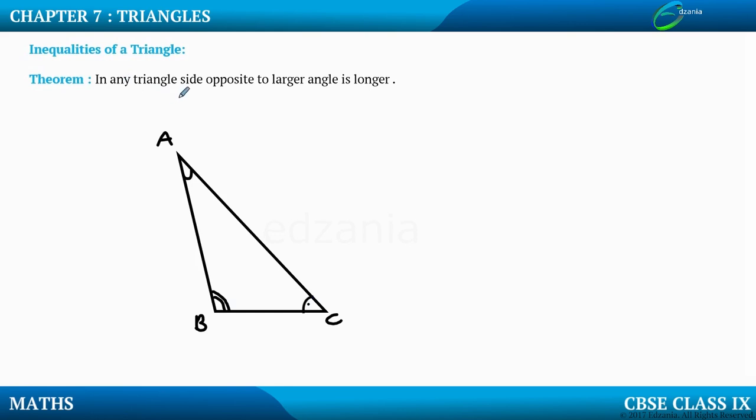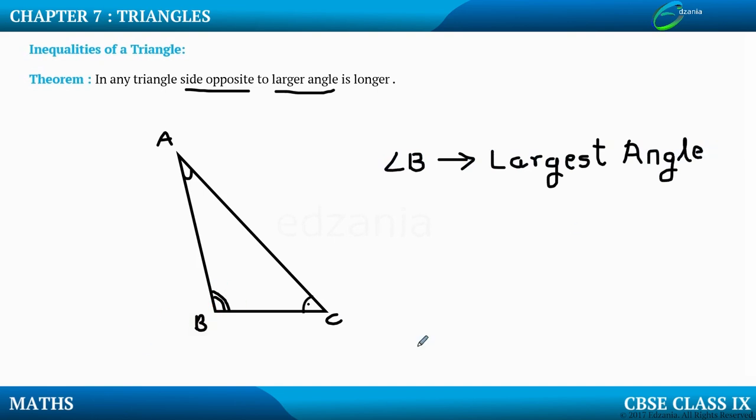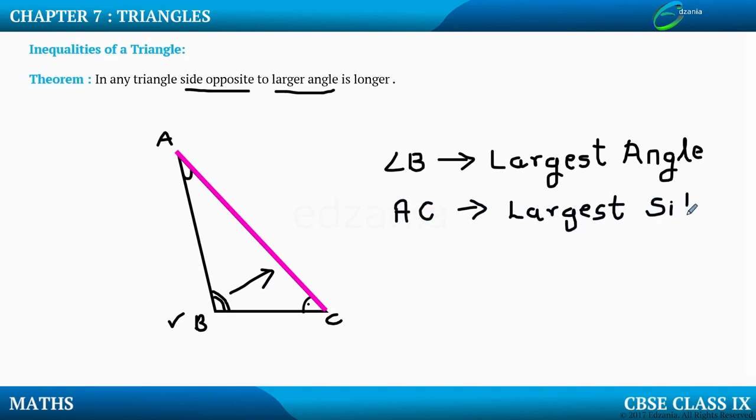Now, according to the given statement, in a triangle, side opposite to the larger angle is longer. Let us assume that angle B is the largest angle. Then side opposite to the largest angle is greater. So which is the side opposite to angle B? This is the position of angle B. Then side opposite to angle B is AC. So AC will be the largest side. You can say largest side or you can say longest side.